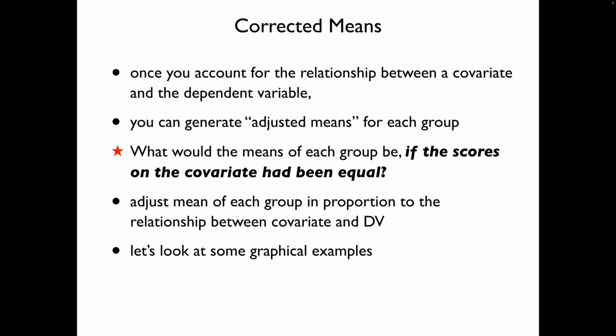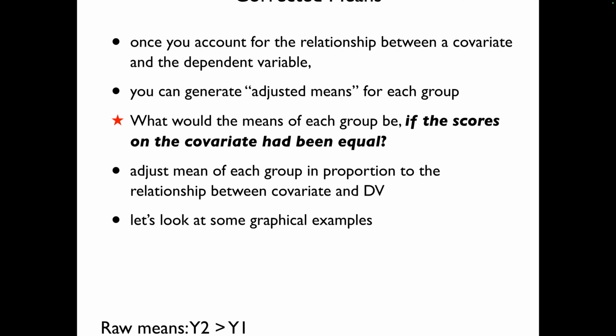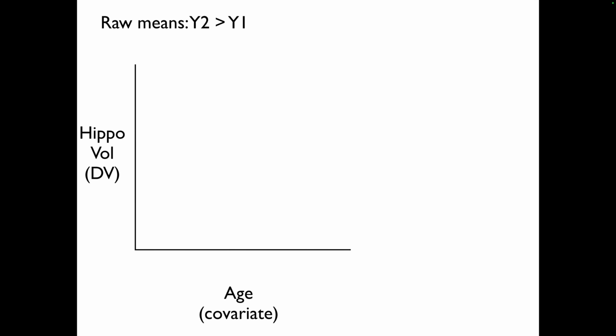So if the groups differ on the covariate, you can statistically adjust the dependent variable to kind of extrapolate what things would have looked like if participants had been equal on the covariate. So let's look at some graphical examples to see how this might work.